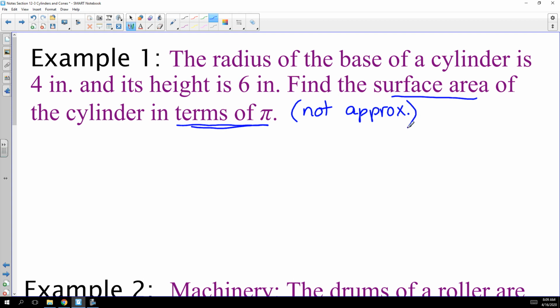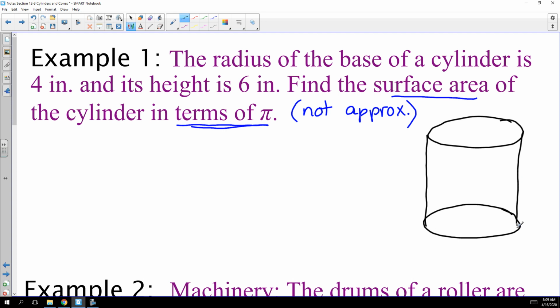If it would help you to draw a cylinder, certainly it's a good idea to draw an oval and another oval up high, and then connect them with two vertical lines. If you want to make it look three-dimensional, remember we use dashed pieces to help with that. Then you may want to incorporate the length of the radius as 4 inches, and the height of the cylinder as 6 inches. And we want to find the surface area.